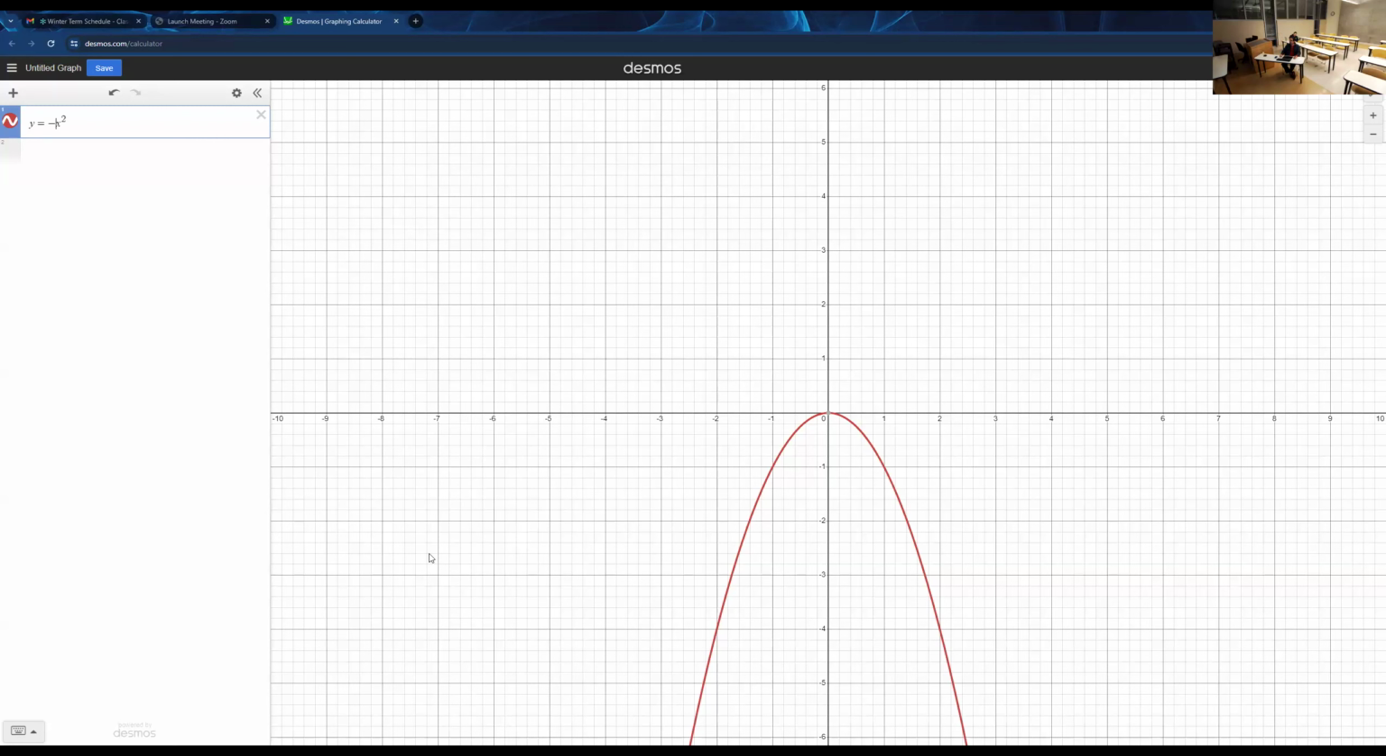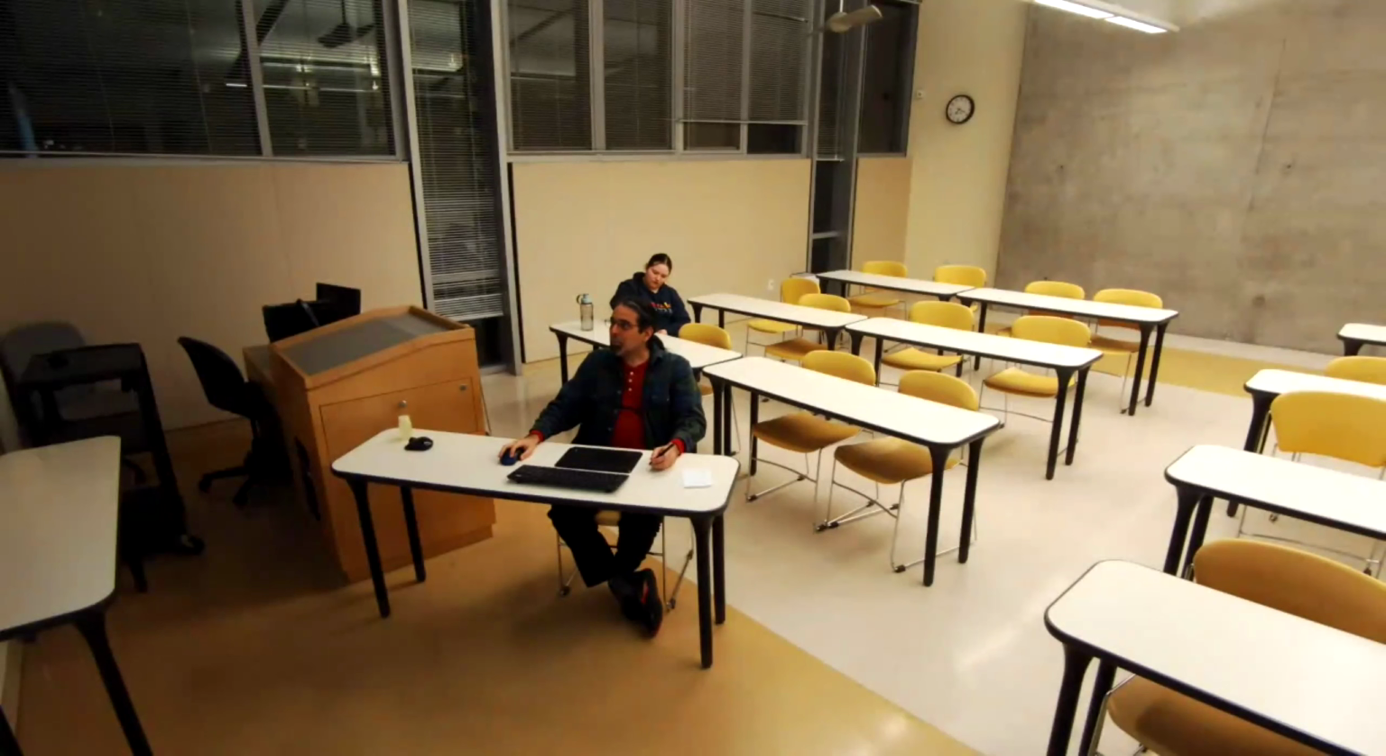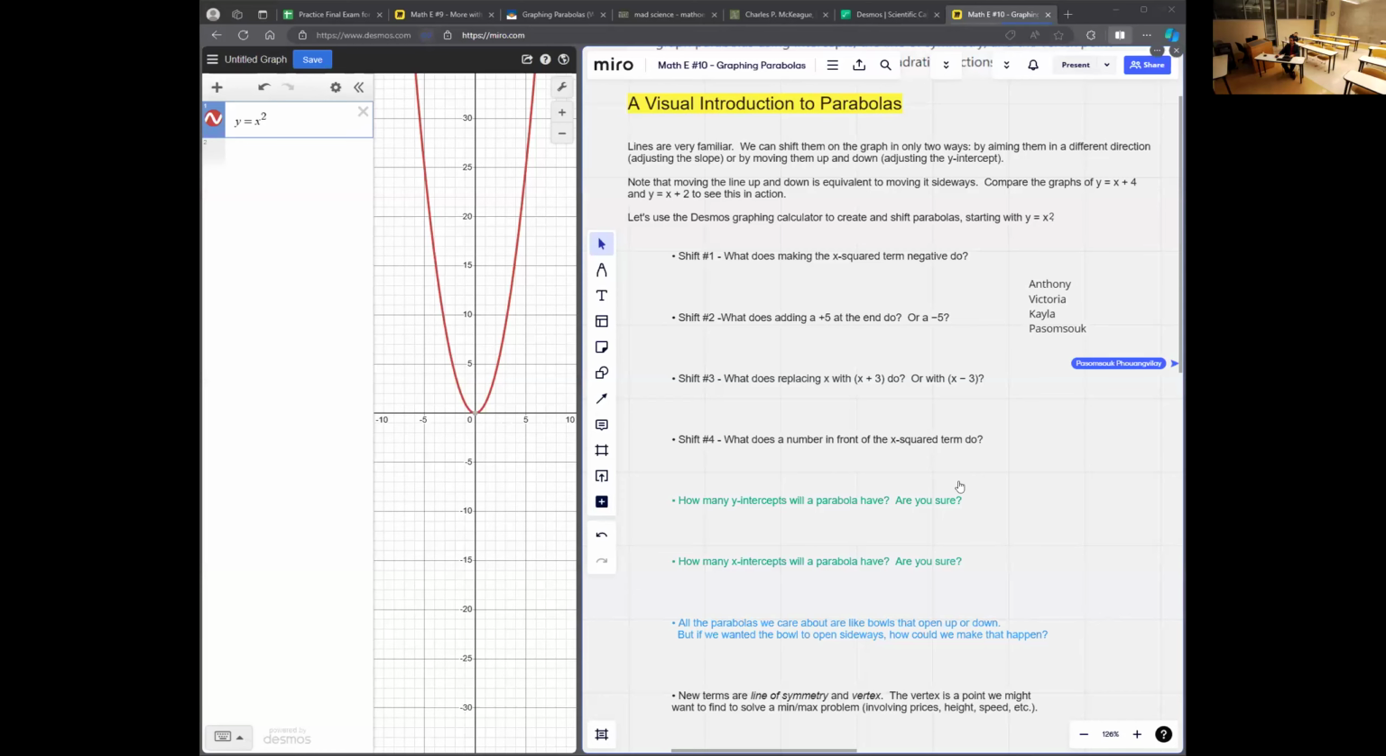Everyone good so far? Yeah. Okay, great job. Stop sharing. I will erase Dusty's name from the list. He has paid his dues. Okay, the next question is, if we put a +5 at the end, so we get y equals x squared plus 5, what does that do? Or also change it to a -5. Who wants to try and show me that one?